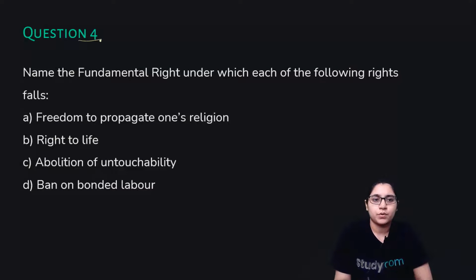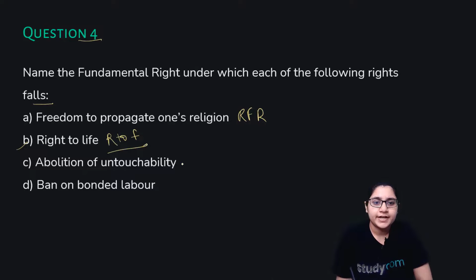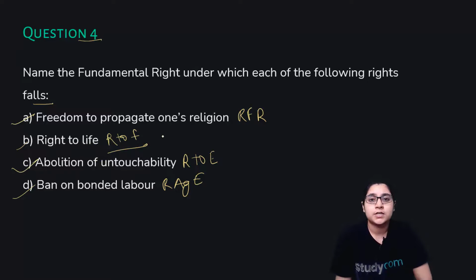Now we have question 4. Name the fundamental right under which each of the following rights falls. Freedom to propagate one's religion: right to freedom of religion. Right to life: right to freedom, you can say. Abolition of untouchability: right to equality. Ban on bonded labor: right against exploitation. Alright, all the things we have done, and you can jot it down somewhere because we have explained each and everything in detail.